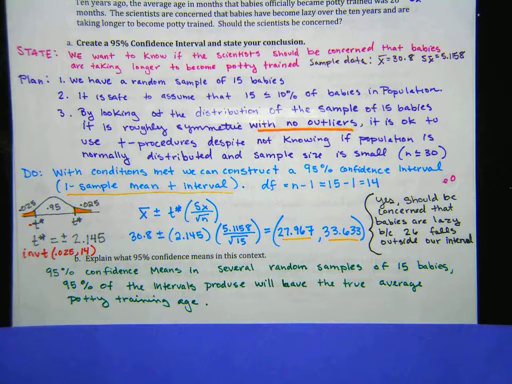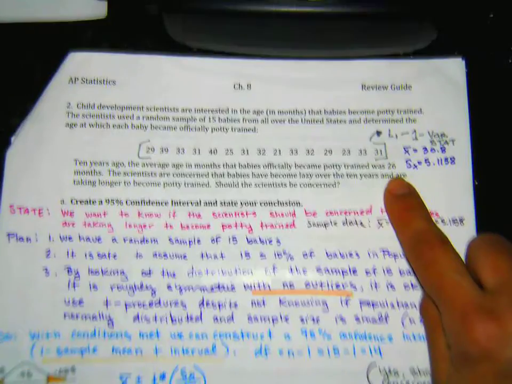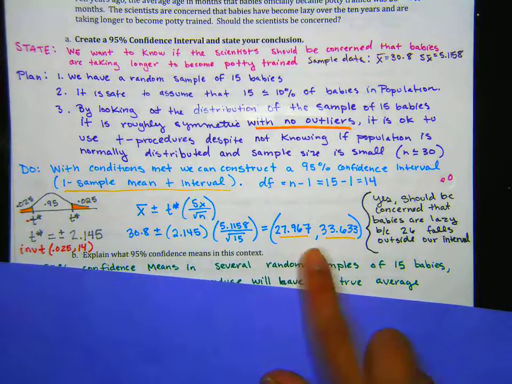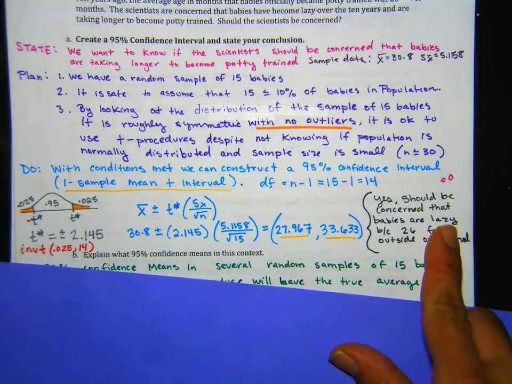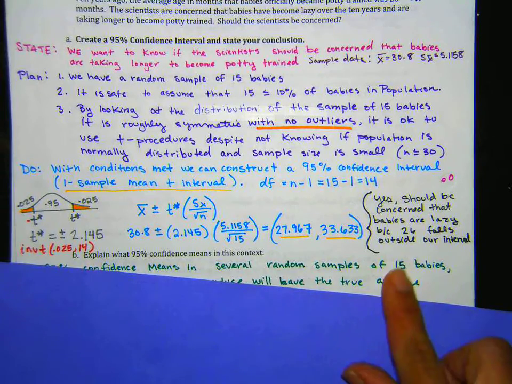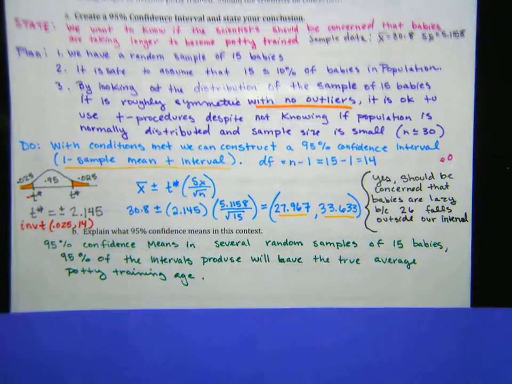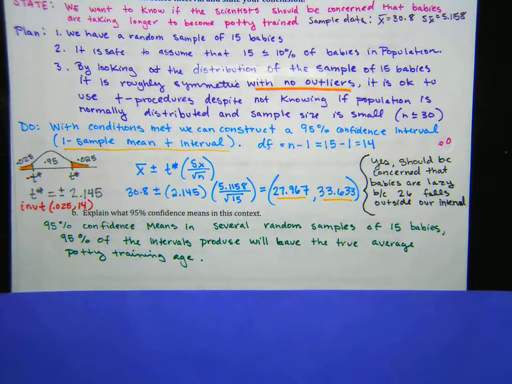All right, moving on. Should we be concerned that babies are getting lazy? Well, it could be. If you look at the original problem, 26 months was the average that babies became potty trained. Well, 26 months is not in our interval. So yes, we should be concerned that babies are lazy because 26 falls outside our interval.